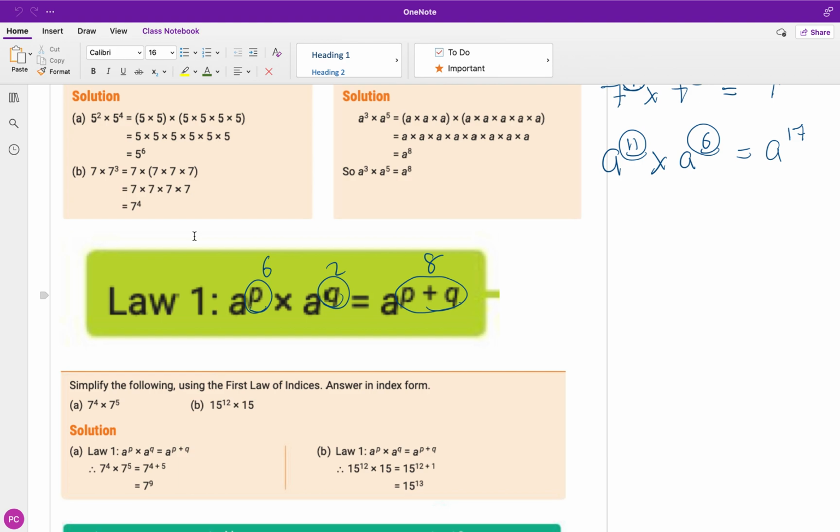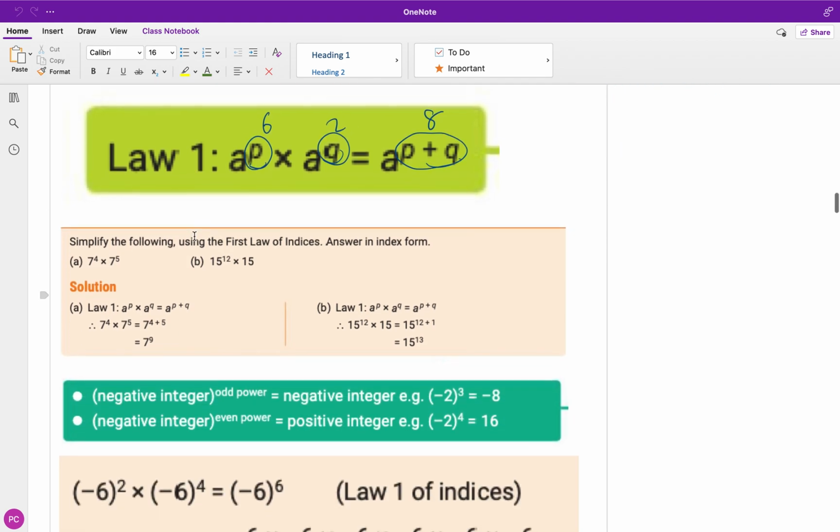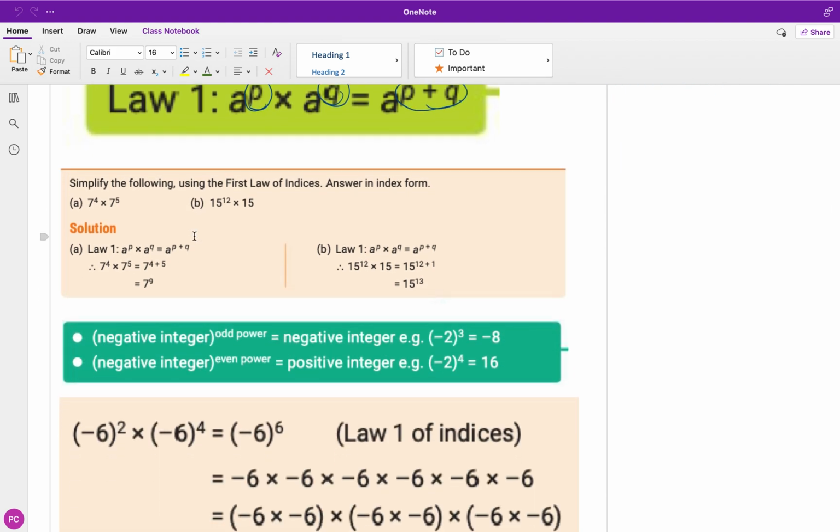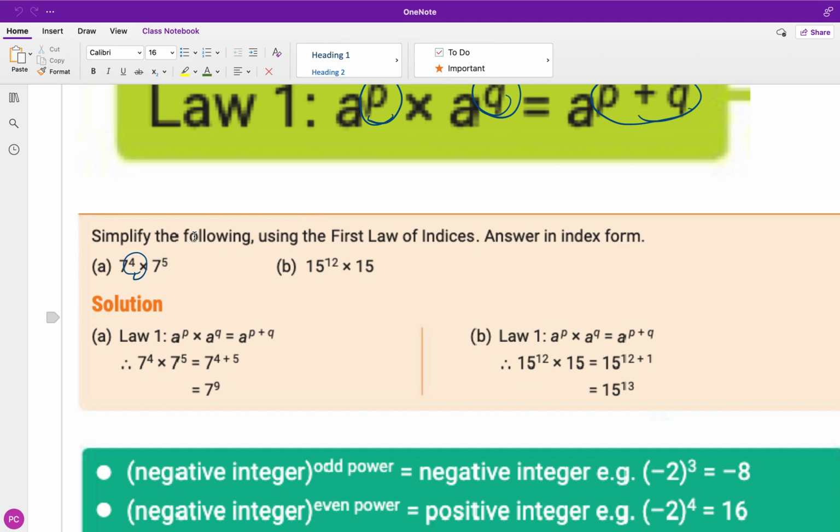So here I threw in loads of examples there from the book, snipped them in. So if you have 7 to the power of 4, I'll just zoom in slightly, by 7 to the power of 5, you're going to end up with 7 to the power of 9. So add the 4 and the 5 to get 9.